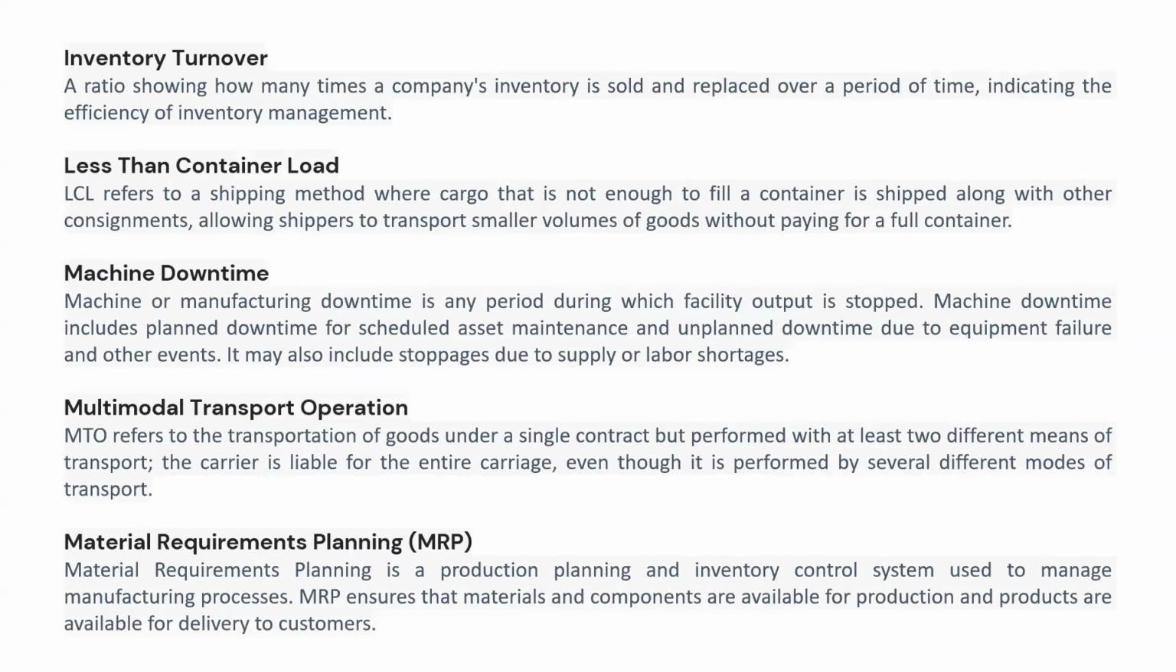And then there is inventory turnover. It's a ratio showing how many times a company's inventory is sold and replaced over a period of time, indicating the efficiency of inventory management. Inventory turnover is one of the most important inventory control measures, and there is a formula, which we have already gone through in the operations session. It is so important because if a company gets an idea about how much turnover it is making in terms of inventory, it is easy for them to get control of the inventory.